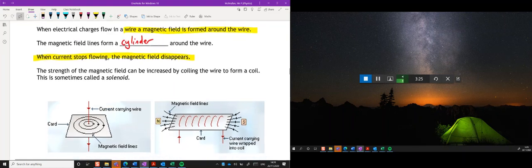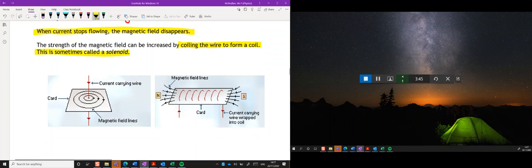You can increase the strength of the magnetic field by coiling the wire to form a coil, funnily enough. When you coil wire to increase the electromagnetic field around it, it's sometimes called a device, which is a solenoid. So on the left, we have a single wire, which is the red with the arrows. Okay, this is our single wire. Here, we've created a coil with the single wire.